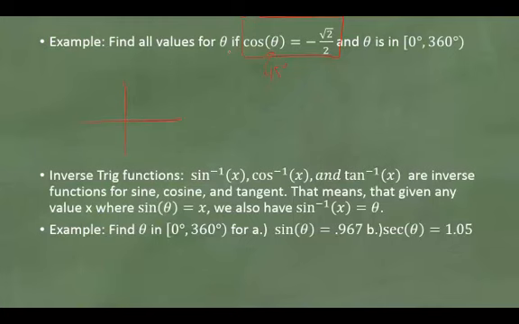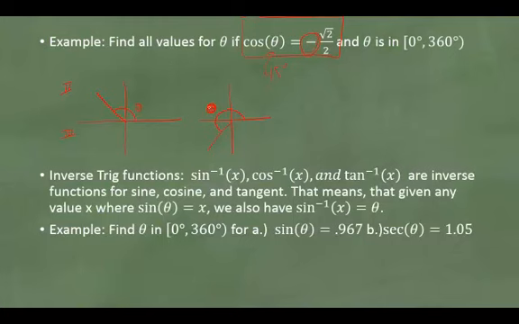We need to find the values for theta if cosine theta is negative square root of 2 over 2. In other words, a negative value for cosine means we're going to be in either quadrant 2 or quadrant 3. So our angle needs to look like this. This is the theta we're looking for, or down here somewhere. That needs to be the theta we're looking for. It's the only place where cosine theta is negative.